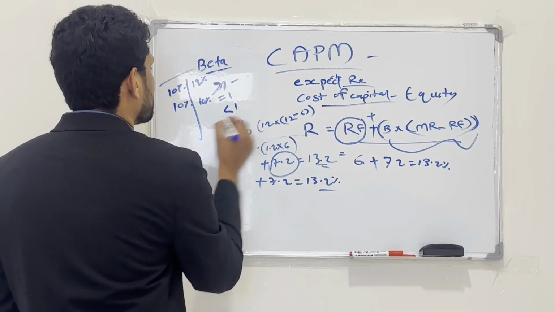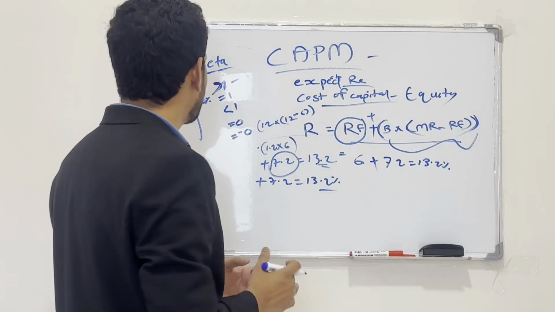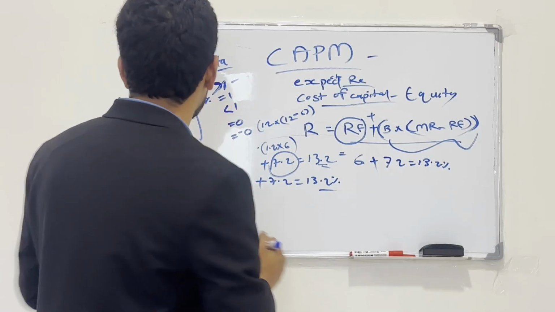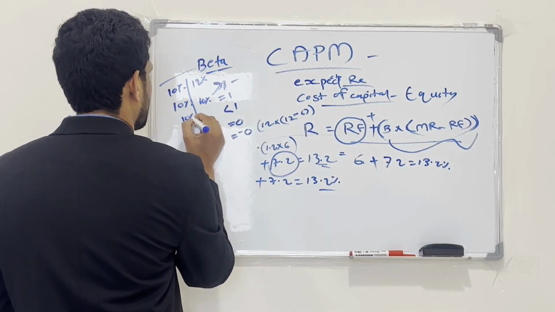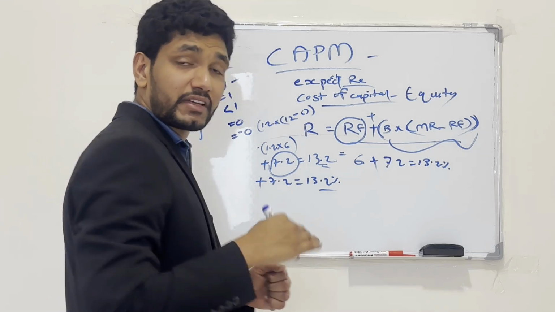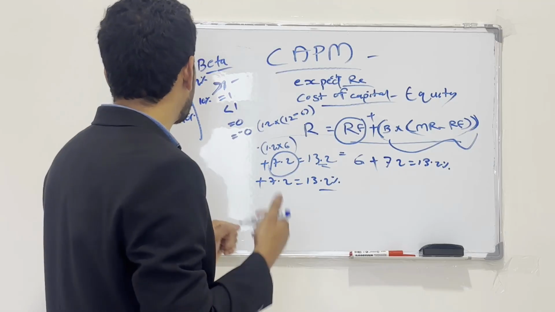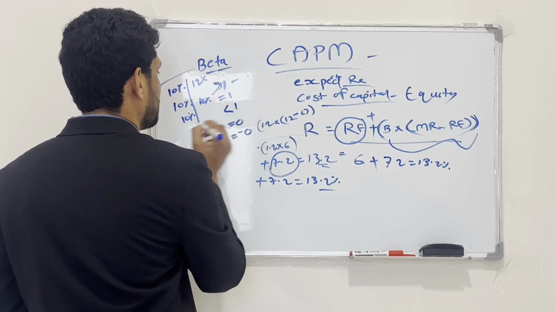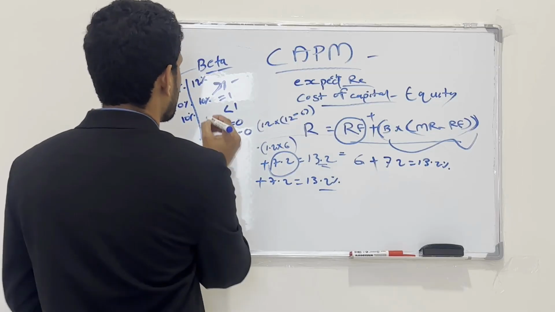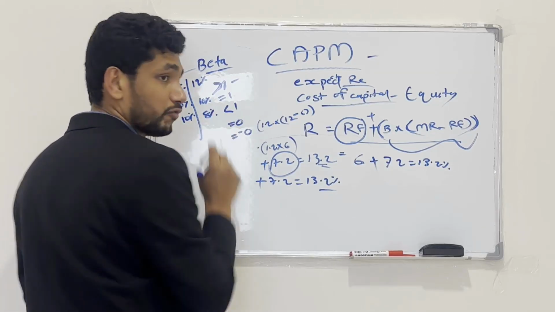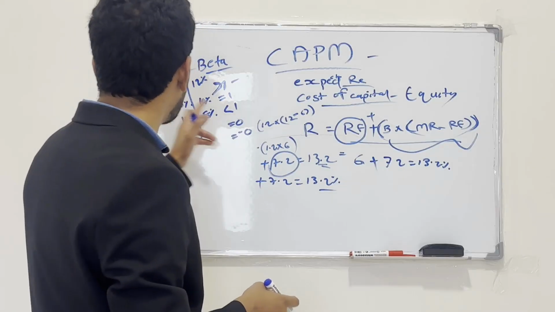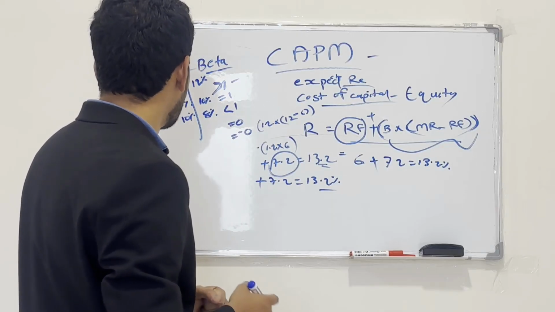If it is less than 1, again it is moving in the same direction but not as volatile. Just assume the market is moving 10%, and this movement can be up or down. If it is up 10% and the beta is less than 1, the stock is moving almost 8%, just as an example. That means less than the market movement.